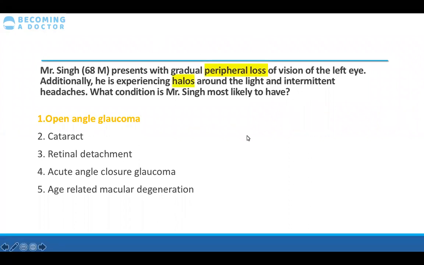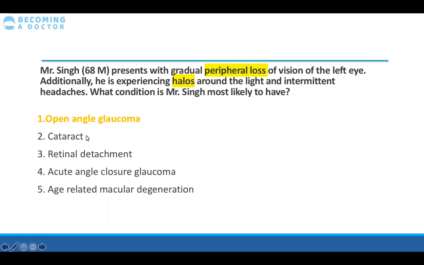So again, I have highlighted the key features that make open angle glaucoma the most likely diagnosis. The fact that it's a gradual loss of vision and a peripheral loss of vision makes open angle glaucoma more likely. He's also experiencing halos, and halos is a characteristic finding you see with someone who has open angle glaucoma. Retinal detachment does cause peripheral vision loss, but it comes on suddenly. And as you can see here, it's a gradual loss of vision. Plus, you wouldn't necessarily experience halos in someone with retinal detachment.